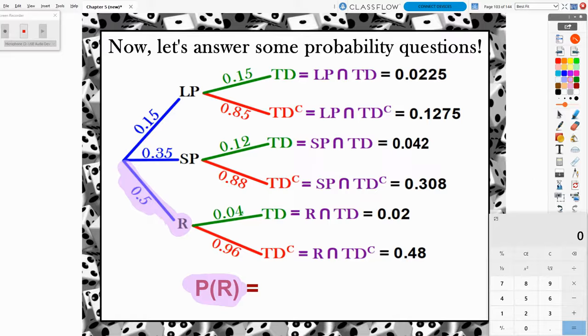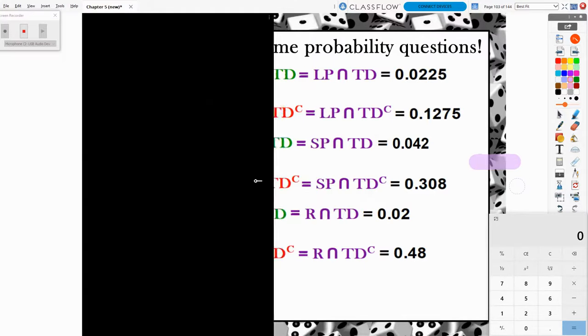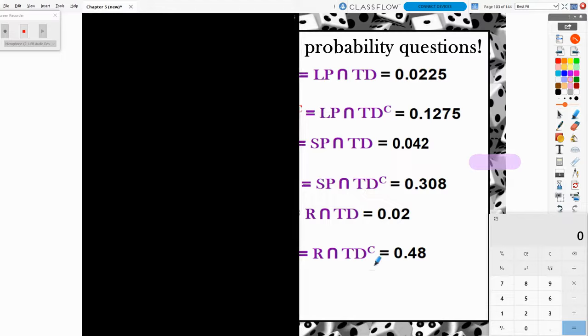Now, what you could also do is go over here and look at all of your end branch probabilities and go, I'm looking for the ones that resulted in a running play.